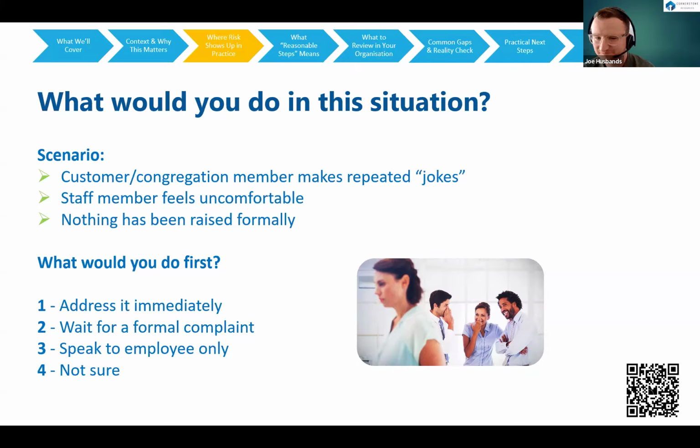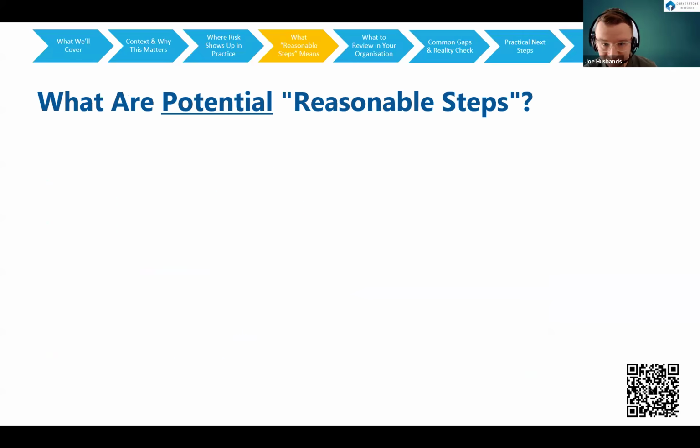Great, thanks for your answers. What's interesting here is that it isn't always a single perfect answer, but what this highlights is the gap many organizations experience. They don't necessarily struggle with having a policy, most organizations do. They struggle with knowing what to do in the moment and feeling confident enough to act early. This is often where small decisions make a big difference. Addressing something early, even informally, is usually far more effective than waiting for it to escalate into something formal. So this is really about moving from uncertainty and hesitation to confidence and early action. And that's a theme we'll come back to as we move into what reasonable steps you can take.